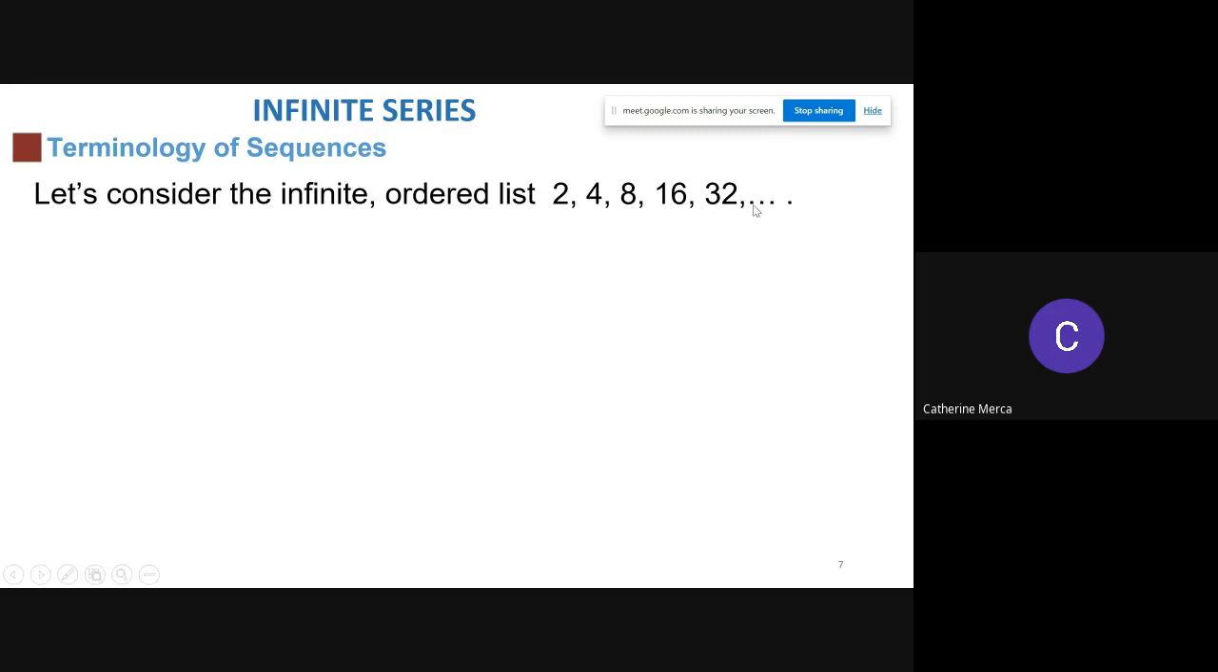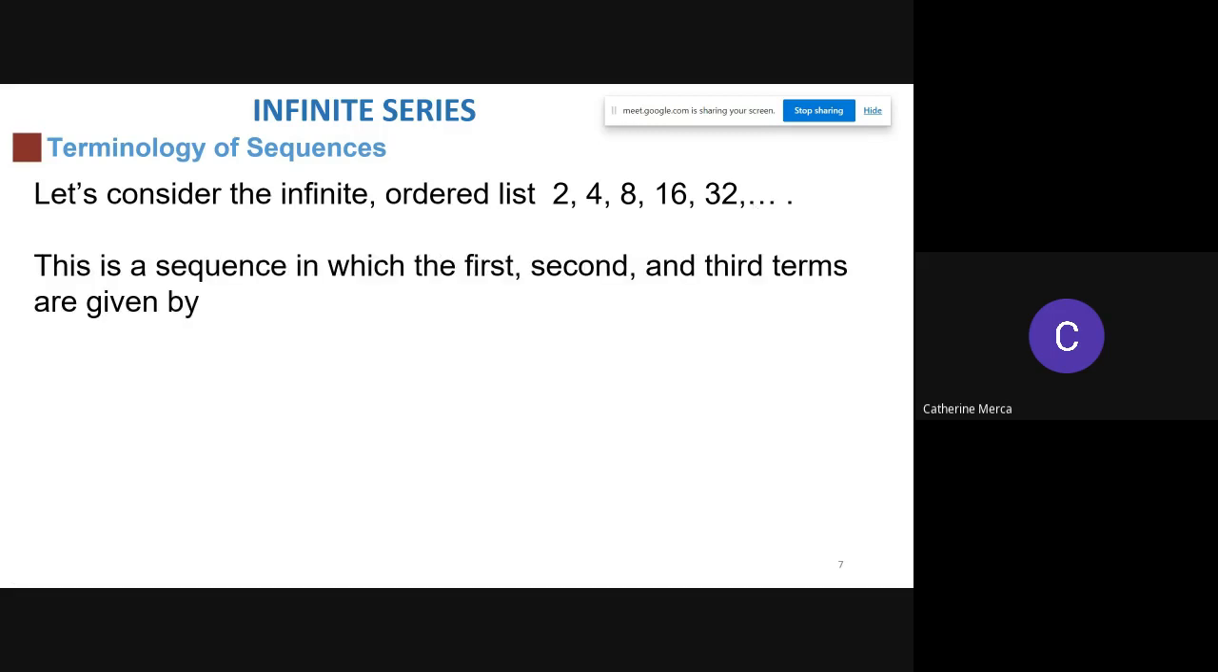So you will find that the first term is 2, the second term is 4, and the third term is 8. So you call that a sub 1 equals 2, a sub 2 equals 4, a sub 3 equals 8, and a sub 4 is 16. Now, if this is 1, 2, 3, 4, 5, what will be your a sub 7?